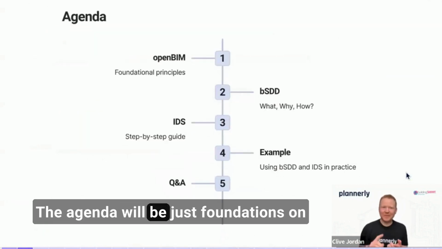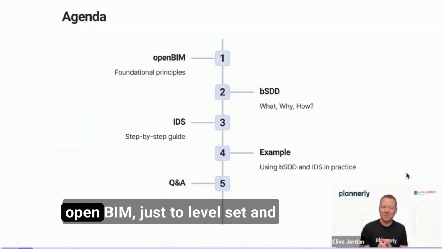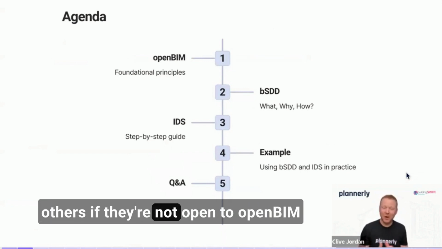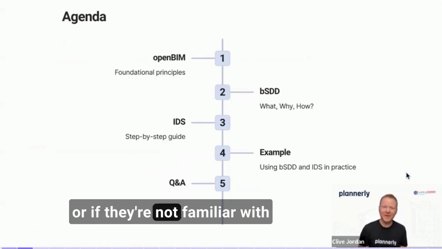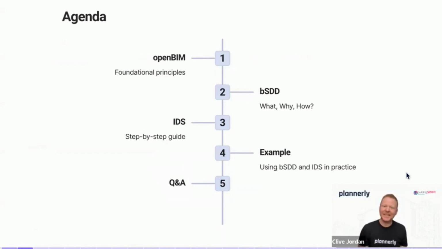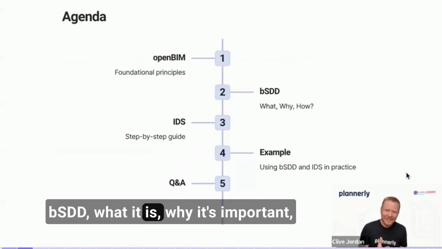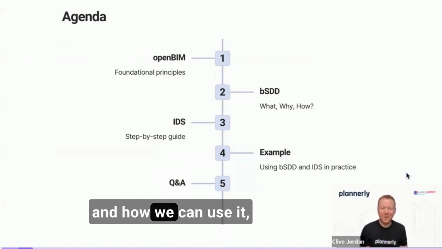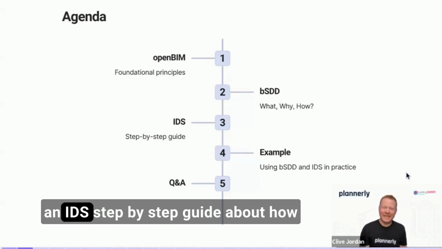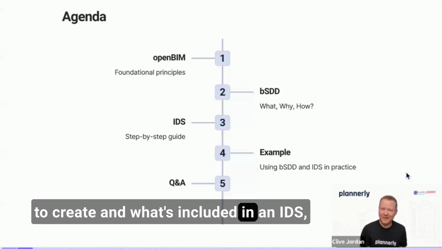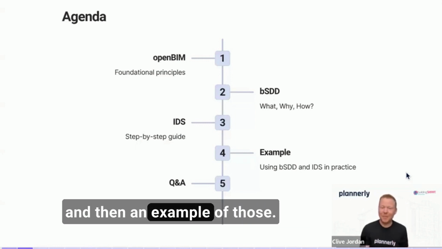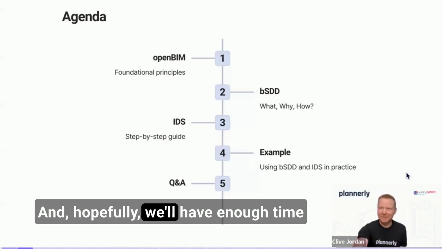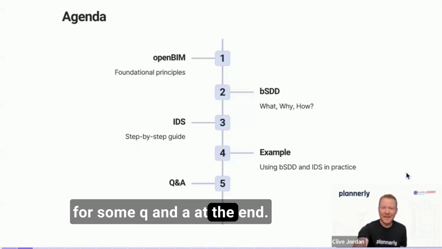The agenda will be just foundations on openBIM, just to level set, and something that you can share with others if they're not open to openBIM or if they're not familiar with openBIM already. bSDD, what it is, why it's important, and how we can use it. An IDS step-by-step guide about how to create and what's included in an IDS, and then an example of those, and hopefully we'll have enough time for some Q&A at the end.